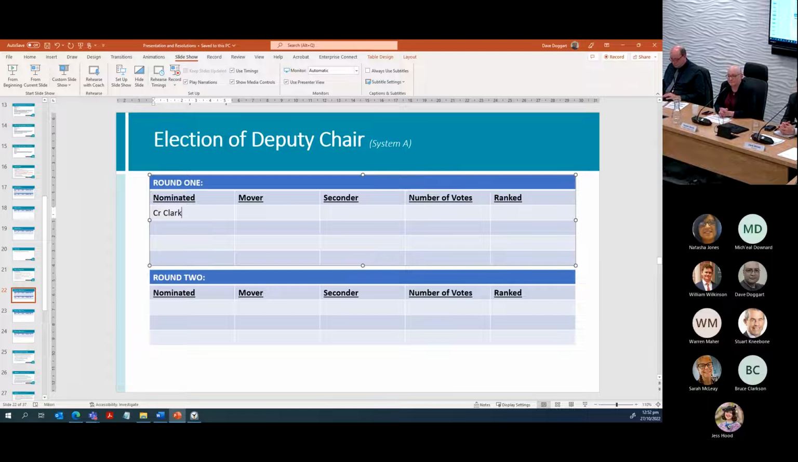Councillor Marr. Yeah, I'd like to nominate Mikhail Downard. Do I have a second? Councillor Cookson. Yeah, I'd second for Downard, Councillor Downard. Thank you. Are there any other nominations for the deputy chair? If not, we'll declare the nominations closed. So we'll move on to the voting.